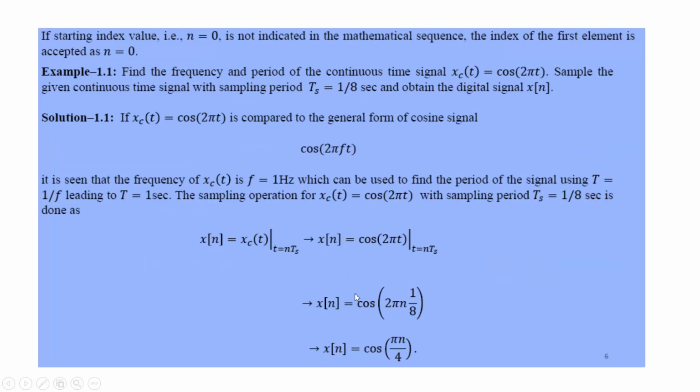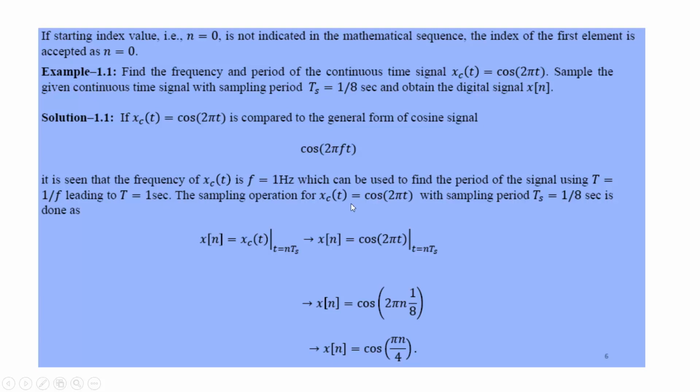Okay, let us now consider an example in which the continuous time signal is given as cos 2 pi t. If you see the signal, you will see that f is equal to 1, that means the frequency is 1. Sample the given continuous time signal with a sampling period of 1 by 8 seconds, and obtain the digital signal. How can we get it? If this is the continuous time signal, the frequency is 1 hertz, which means the period of this signal is 1 second.